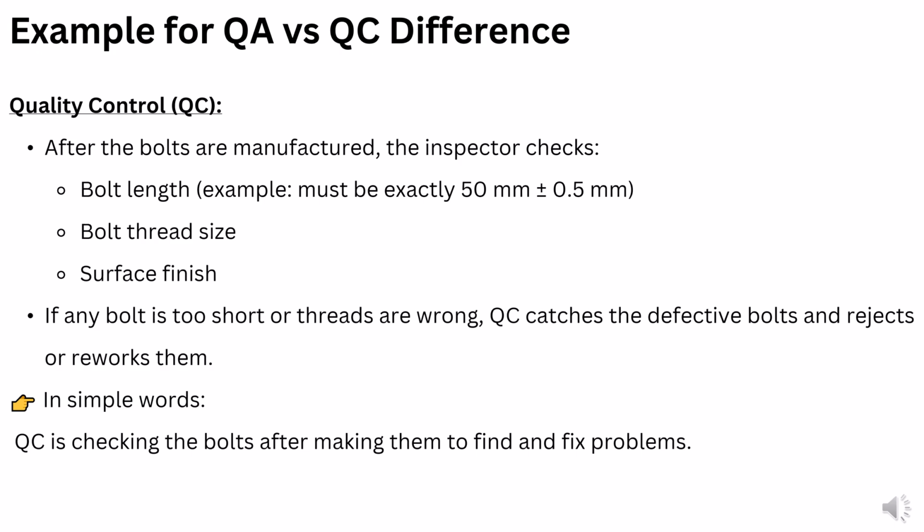In this example, the quality control comes after the bolts are manufactured. The inspector checks various parameters in the bolts which are manufactured, that is the final product, like the bolt length, bolt thread size, or the surface finish. If any bolt is too short or the threads are wrong, the QC catches the defective bolts and rejects or reworks them. In simple words, QC is checking the bolts after making them to find and fix the problems.